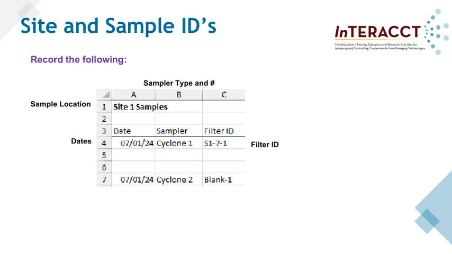So focusing in on the initial part, it's helpful to incorporate as much information as possible in the spreadsheet. So you need to know the sample location, of course, as shown here in the top left cell A1. And then the sample dates and the sample type are also important. So in this case, a cyclone was used as indicated, and then a filter ID is added. And you can use any kind of numeric and alphabetic notation you want, but in this example, it's S1-7-1 to indicate the first sample, S1, taken on July 1st. And then below you'll see that it's also showing that a blank is part of this analysis.